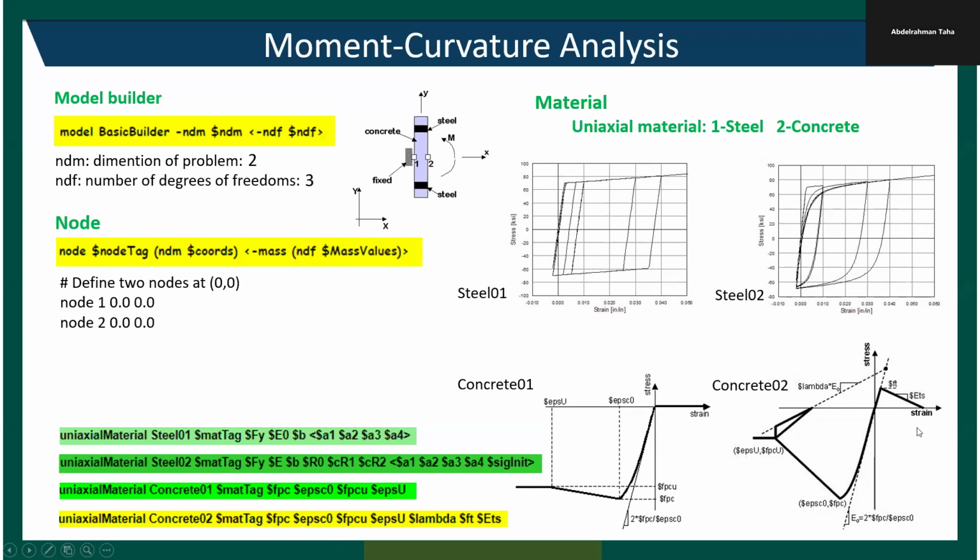Now we have additional parameters to simulate this part. The first 4 parameters are similar to Concrete01. But then we have these additional parameters, lambda, FT, and ETS. FT and ETS are the strength at this point and this slope, or stiffness. And then lambda basically helps you to also simulate this part of the response, which is a factor, as a function of the initial stiffness of the concrete.